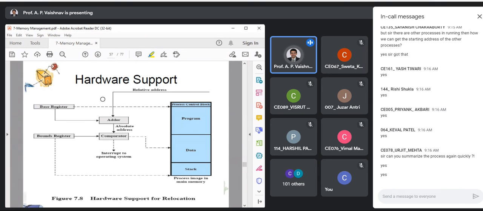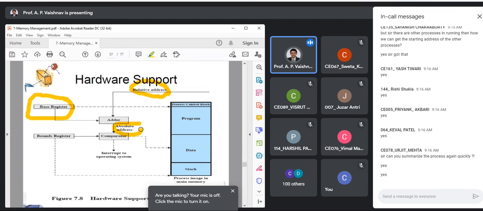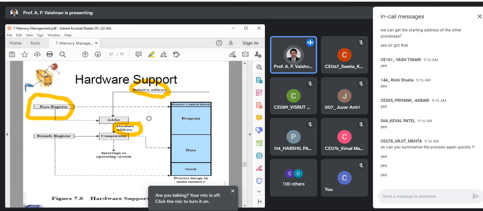We always know the starting physical address of the process that is maintained inside the base register, right? So that physical address will be added with the relative address. And when you add a physical address with a relative address, the equation is going to give you a physical address again, and that is nothing but your absolute address. Clear up to this?